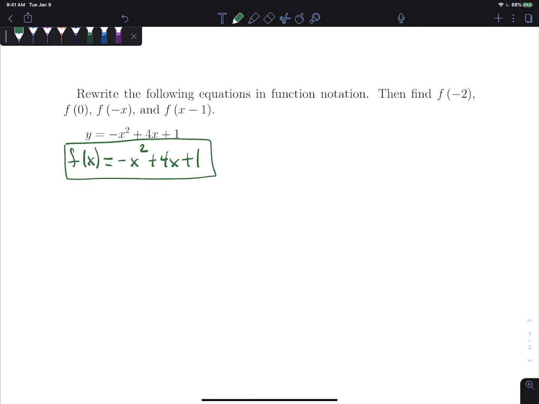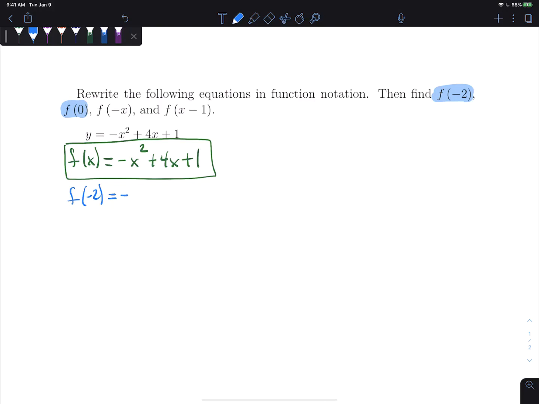The last bit is to go ahead and find f of negative 2, f of 0, f of negative x, and f of x minus 1. So for the first two, we're going to go ahead and just look at this as one basic question here. So f of negative 2 means to replace all of the x values that you see here with this negative 2. And that's what we're going to do.